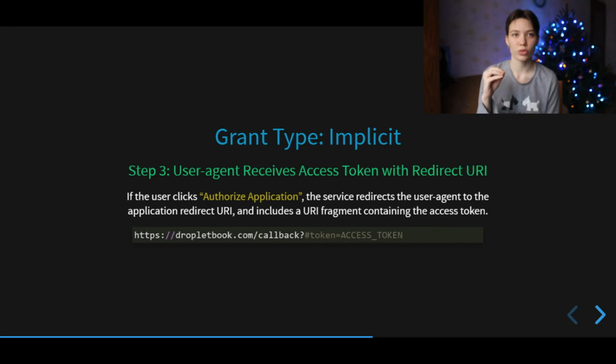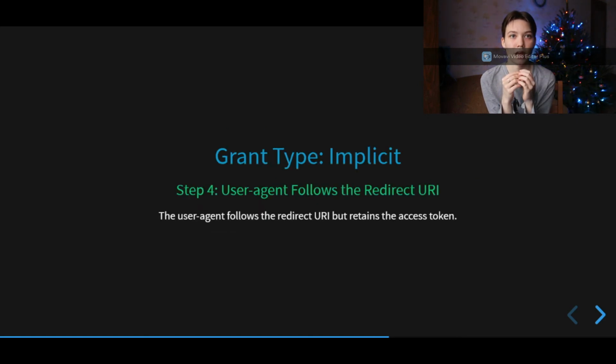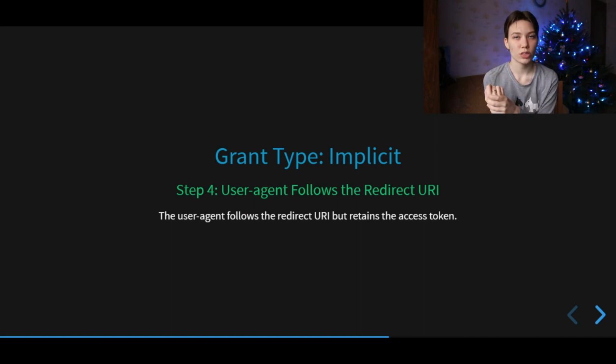If the user clicks Authorize application, the server redirects the user agent to the application redirect URI and includes a URI fragment containing the access token. Step 4. User agent follows the redirect URI. The user agent follows the redirect URI but retains the access token.